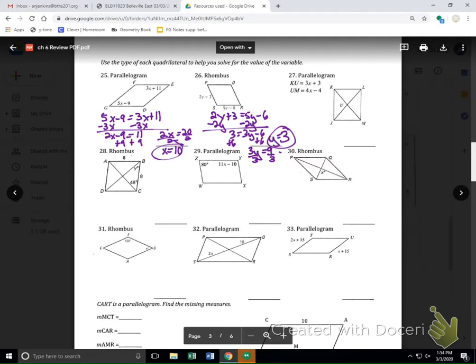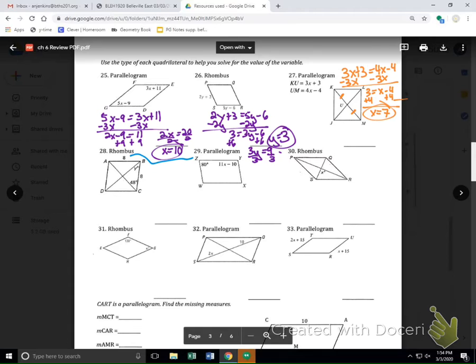Okay, and then our next one up, you have KU and you have UM. Those are the diagonals. What do we know about diagonals in a parallelogram? Bisected. So we can have 3x plus 3 equals 4x minus 4. Subtract 3x. You end up with 3 equals x minus 4. Add 4 to the other side. How much is my x value? 7.